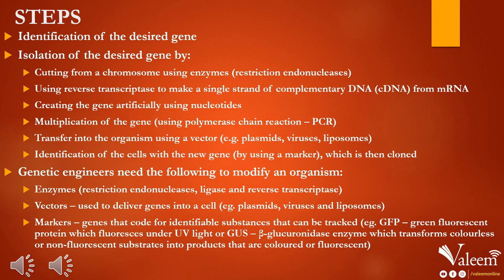Okay, so basically markers are like genetic codes. They are used to identify organisms by tracking them inside the organism. There are a variety of markers which are used in the world, for example, GFP, green fluorescent protein, which is used under UV lights, or GUS, the glucuronidase enzyme, which transforms colorless or non-fluorescent substrates into products that are colored or fluorescent, right?